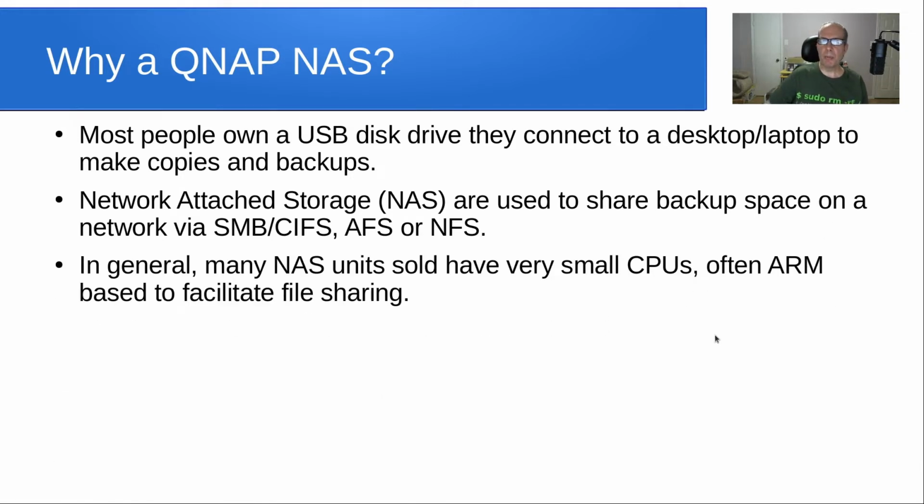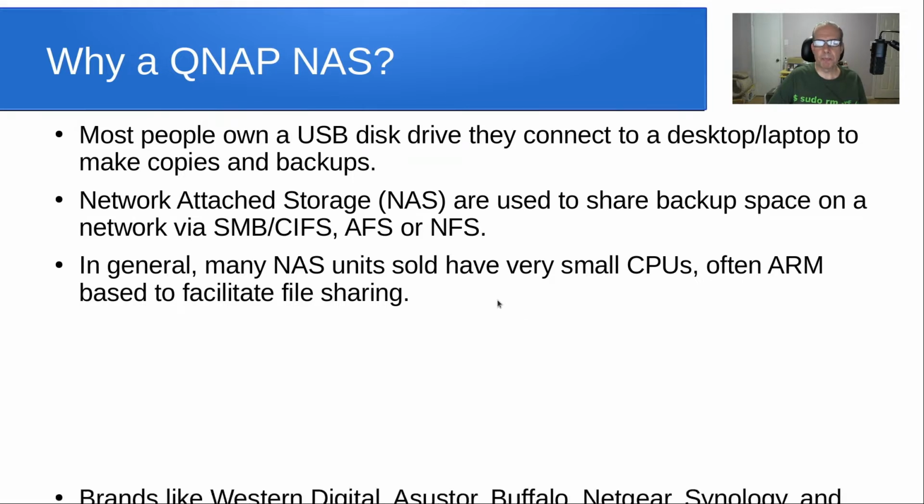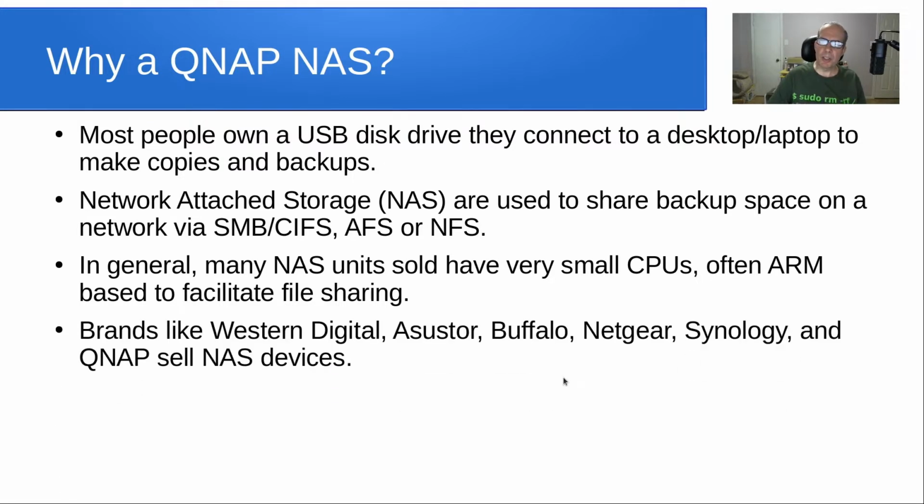So in general, many NAS units sold have very small CPUs, and in fact, a lot of them are ARM-based to facilitate file sharing, and they're pretty inexpensive. You can get a very small NAS for maybe $100, $150, even sometimes with the disk. So brands like Western Digital, Asustor, Buffalo, Netgear, Synology, and QNAP sell the majority of the NAS devices out there.